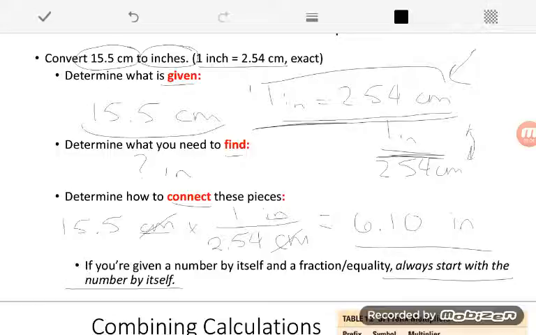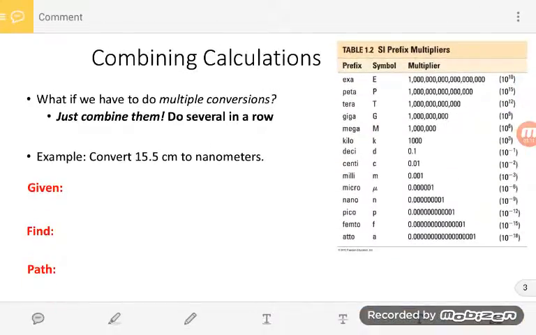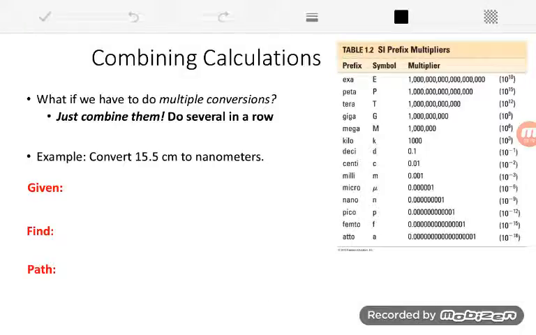All right, let's try another one. Let's try a longer one. Sometimes you have to do multiple steps, and if that's the case, no problem. You just do several steps in a row. Really no more difficult.